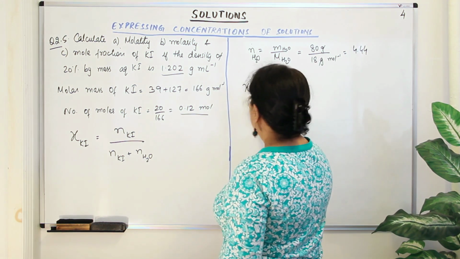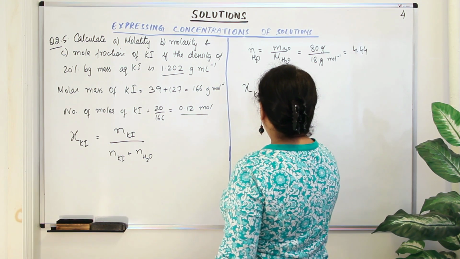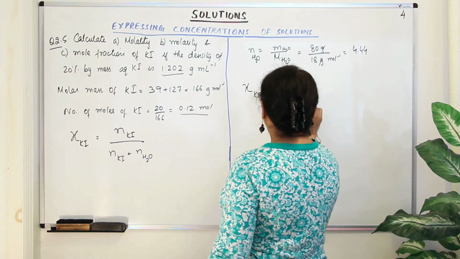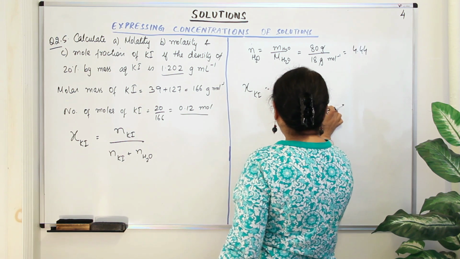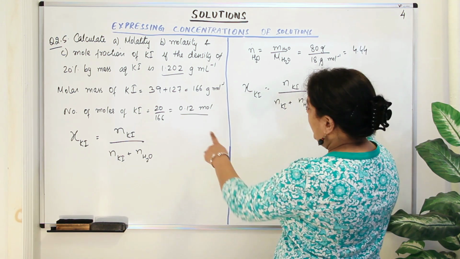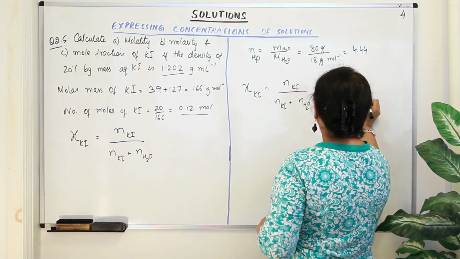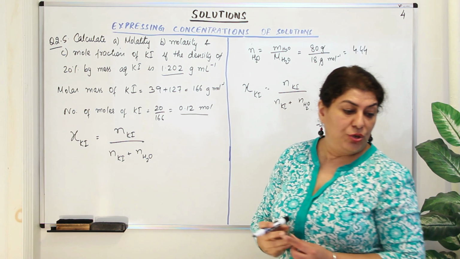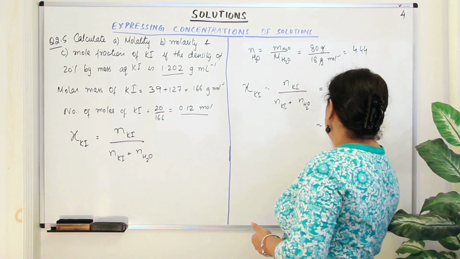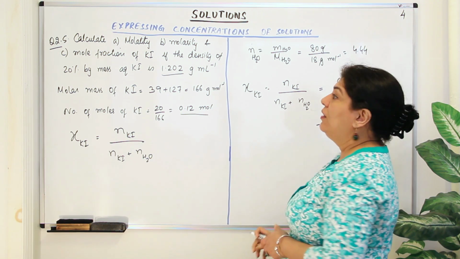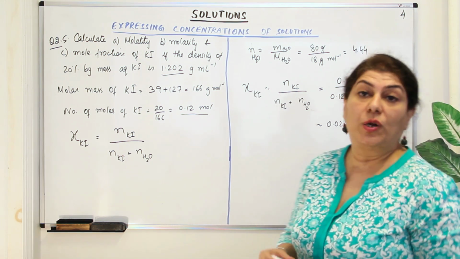Now put it in. X of KI is equal to the number of moles of KI upon the number of moles of KI plus the number of moles of water. So the number of moles of KI is 0.12 upon 0.12 plus 4.44. And when you solve this, you'll get the mole fraction, which is equal to 0.0263. 0.0263 is the mole fraction of KI in water.